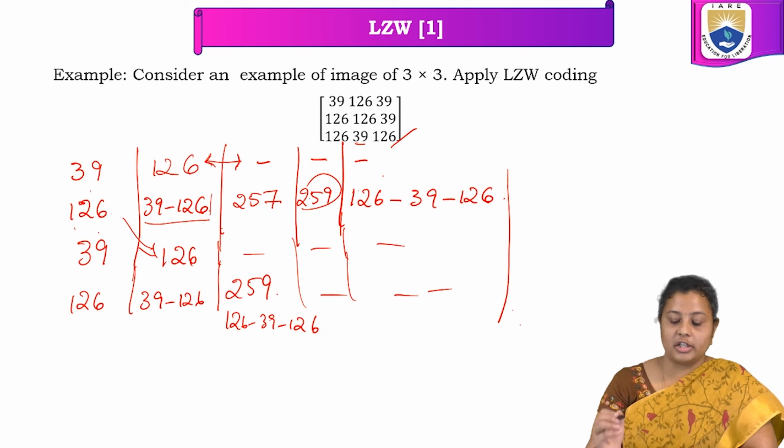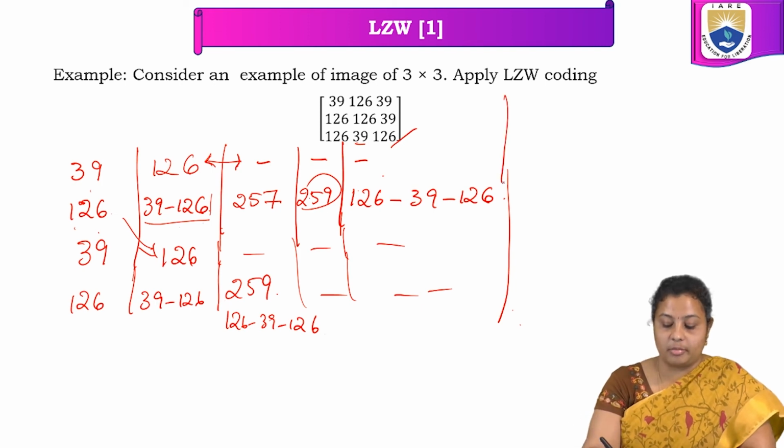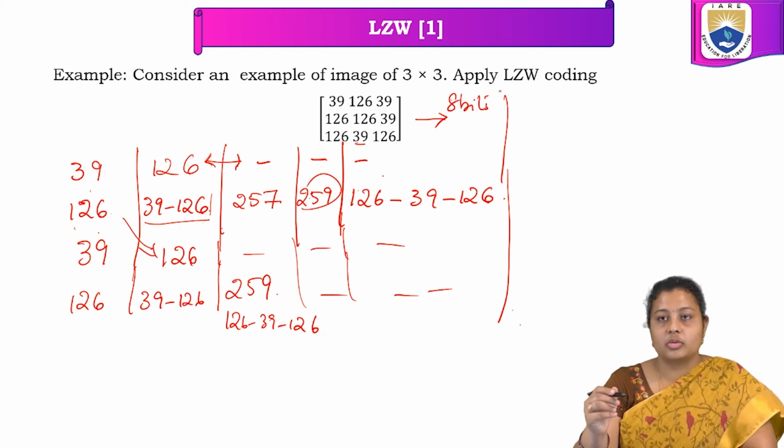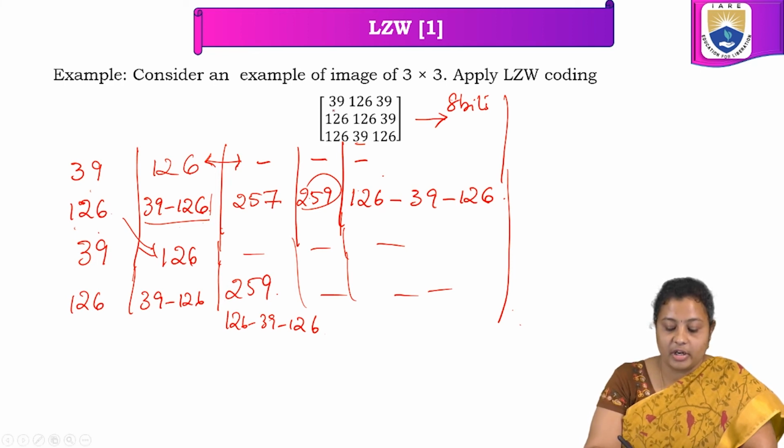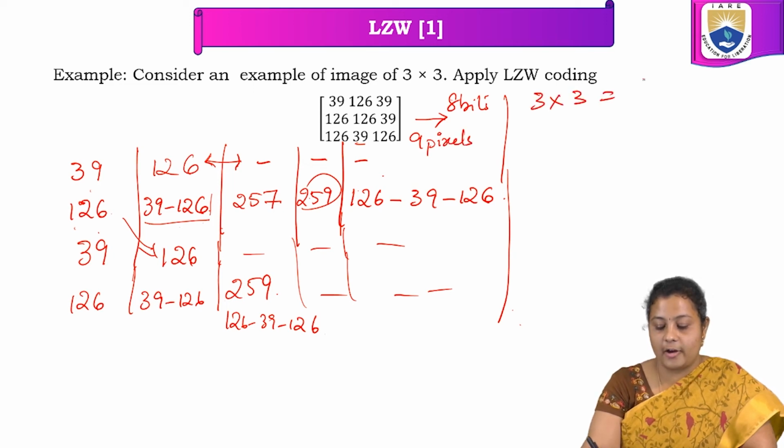So that is very unclear, right? So let me just tell about that. Suppose I have the same pixel image, which we have, 39 126 39. If I have to code it, what do I do? I'm using my 8-bit value, right? So I have 8-bit values. Now what am I saying? I have 9 pixels right here, 3 cross 3, so I have 9 total number of pixel values.